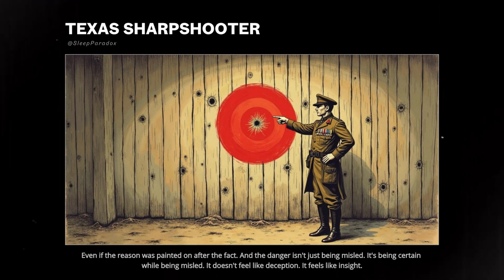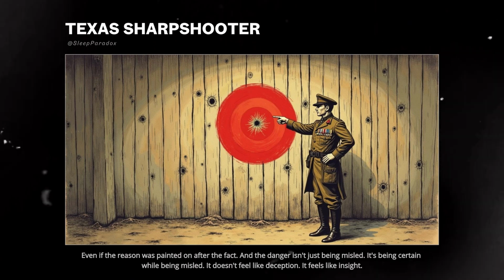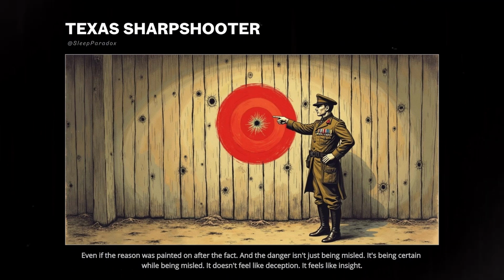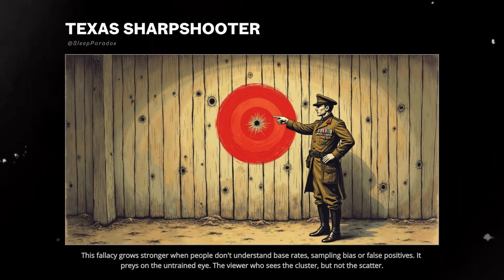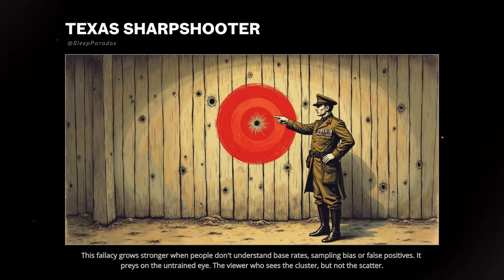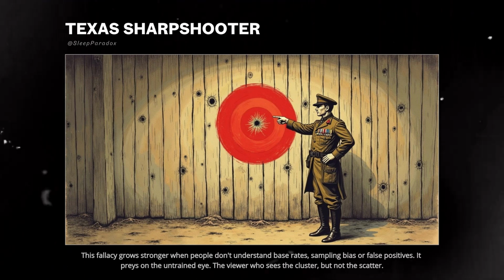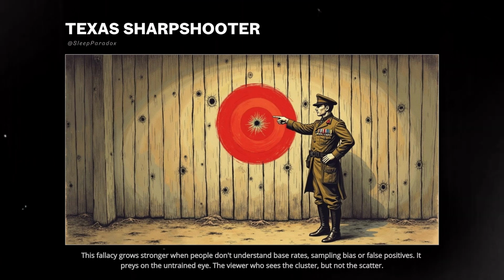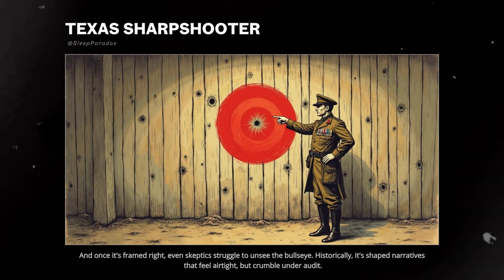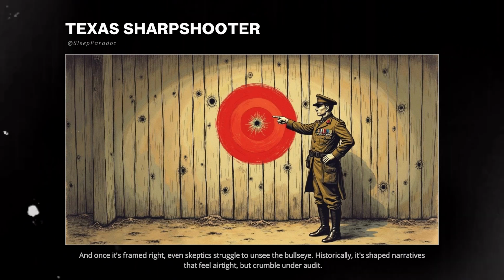And the danger isn't just being misled. It's being certain while being misled. It doesn't feel like deception. It feels like insight. This fallacy grows stronger when people don't understand base rates, sampling bias, or false positives. It preys on the untrained eye, the viewer who sees the cluster but not the scatter. And once it's framed right, even skeptics struggle to unsee the bullseye.